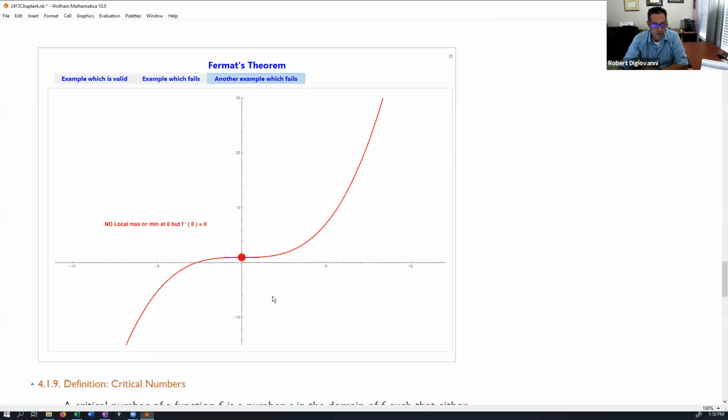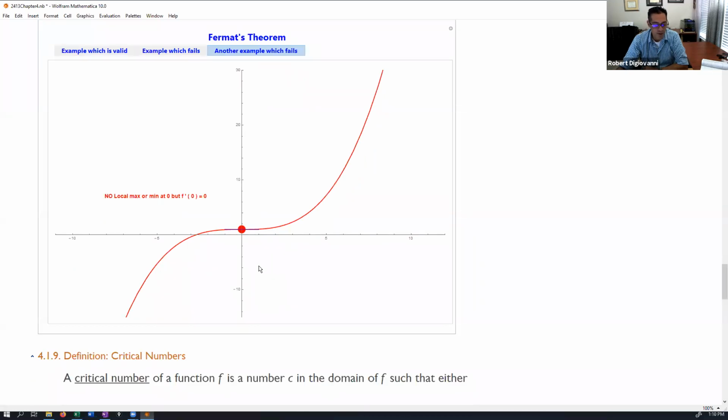Here's another example where it fails. Is this point a local max or min? Is it the highest point or lowest point? Is it the top of the hill or the bottom of the valley? No, right? It's not. Is the derivative 0 there? Is the slope of the tangent line 0? It is. So just because the derivative is 0, that again does not mean that you have to have a local max or min.